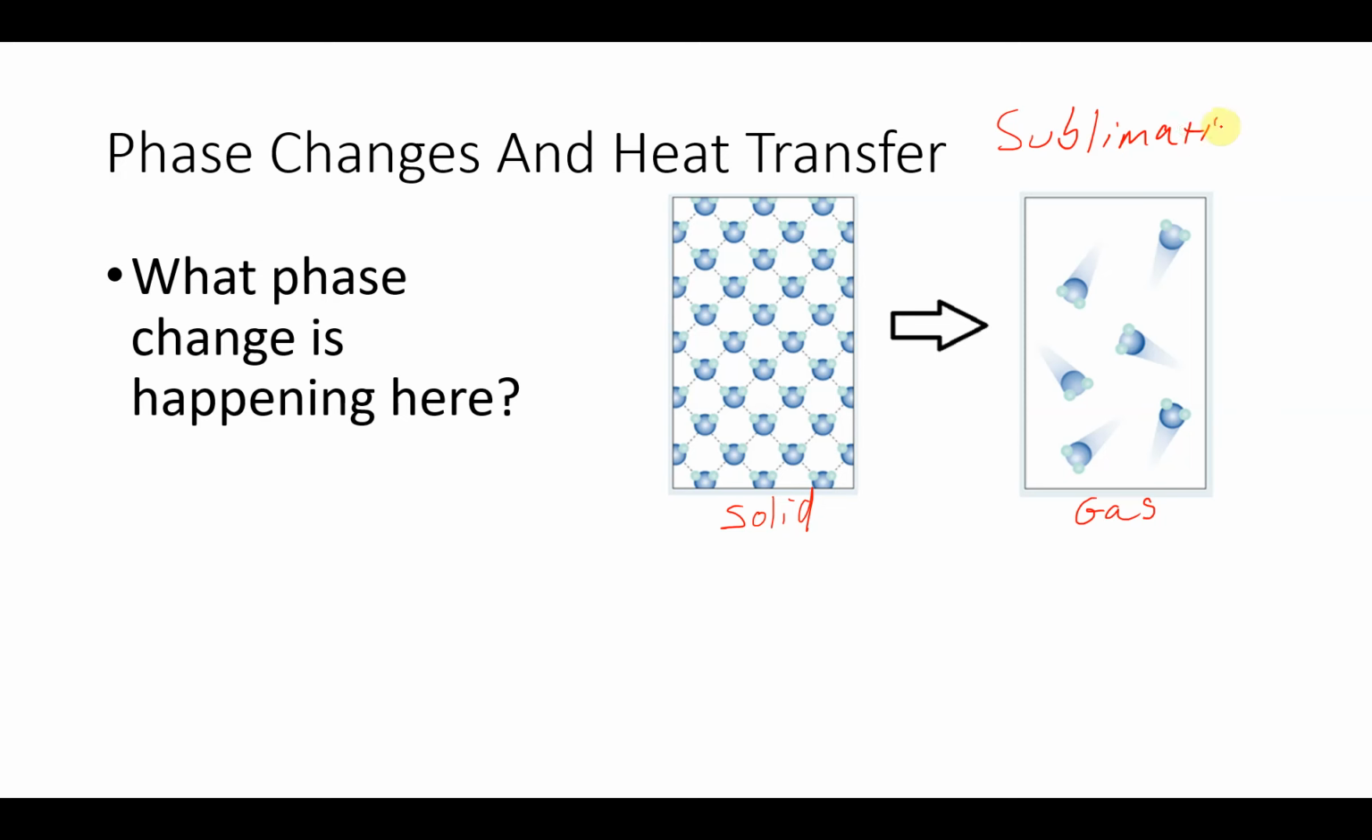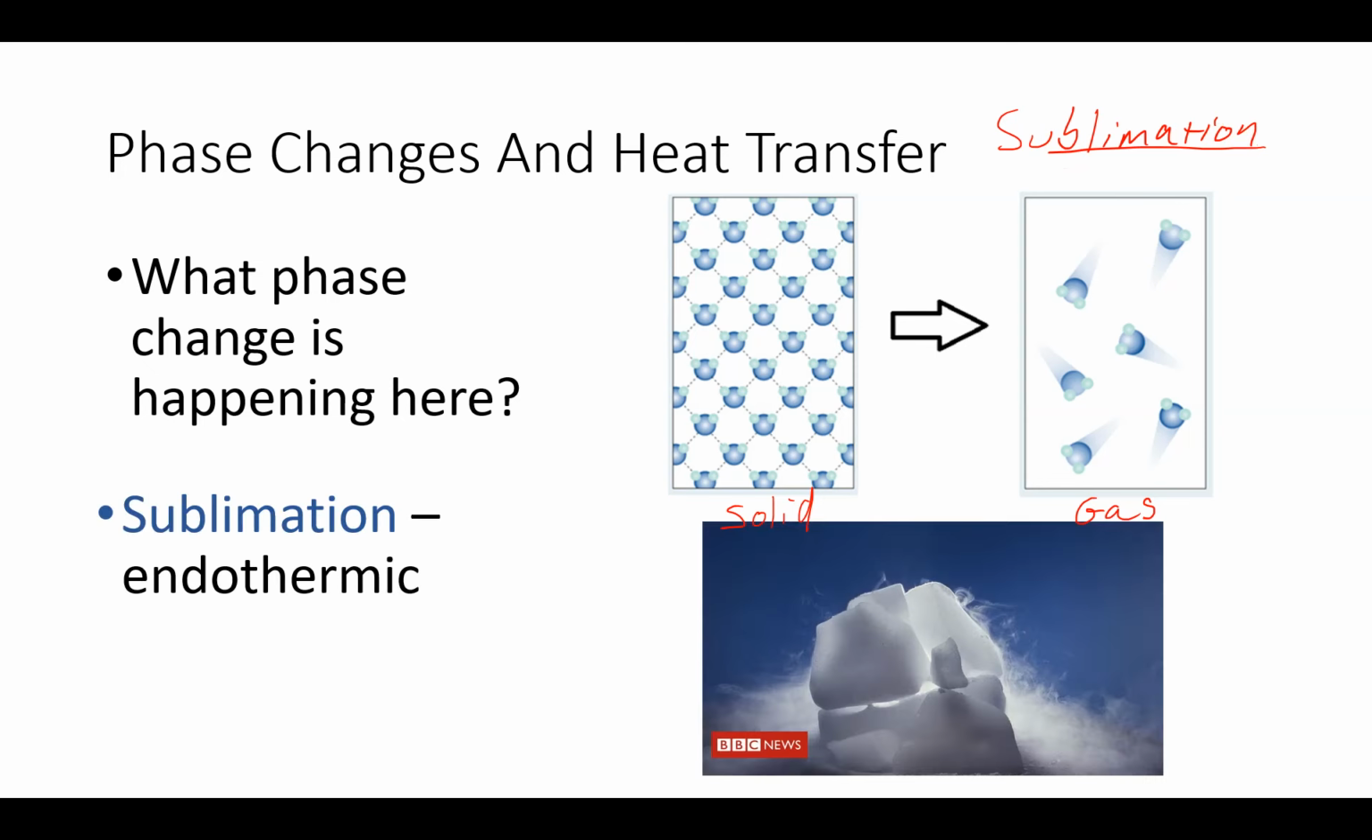And like I said, if you don't know all the phase changes, don't worry, we're going to summarize them at the end. But I have a feeling you might actually have seen this happen before, because sublimation is most commonly seen in dry ice. If you've ever been to the grocery store and gotten dry ice from like King Soopers or Safeway, some people like to use it to keep things cold for a long period of time.